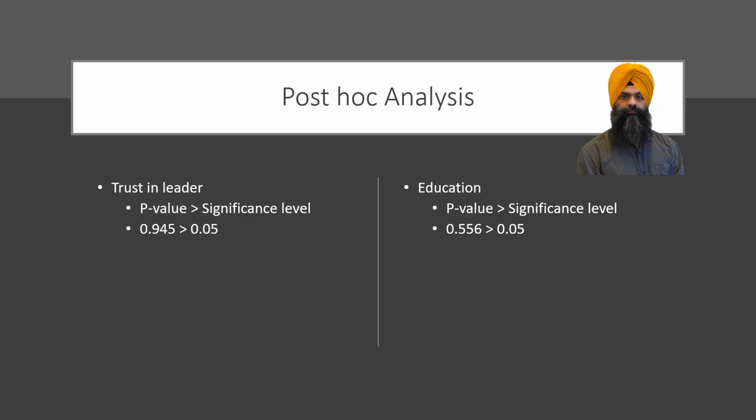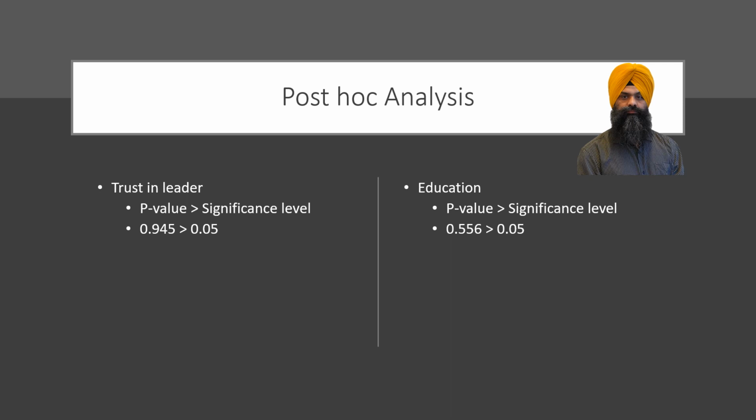In the case of the trust in leader variable, I did not perform a post hoc analysis because the one-way analysis of variance did not result in a significant difference among the groups. The calculated p-value of 0.945 exceeded the chosen significance level of 0.05, indicating no significant difference in mean trust in leader score among the groups.